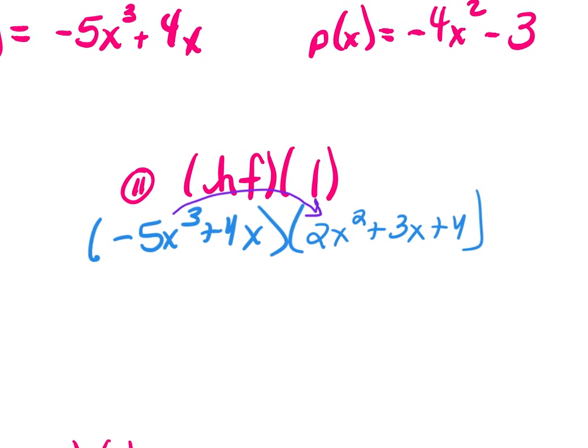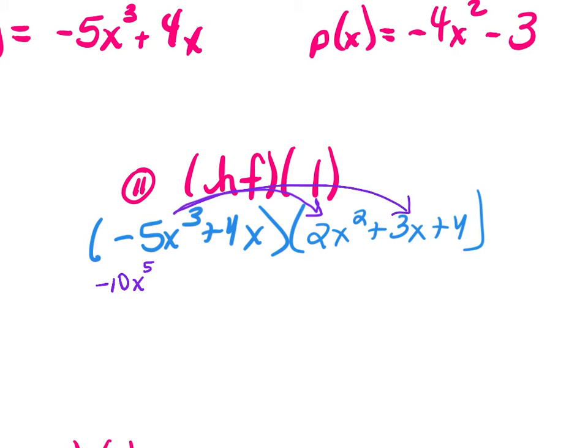So I have negative 5 times 2 is negative 10. X cubed and x squared gives me x to the 5th. Negative 5x cubed to 3x: negative 5 and 3 is negative 15. X to the third and x gives me x to the 4th. Negative 5x cubed to 4 gives me negative 20x cubed.